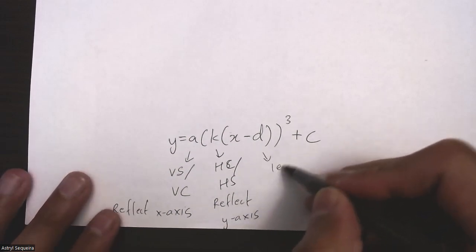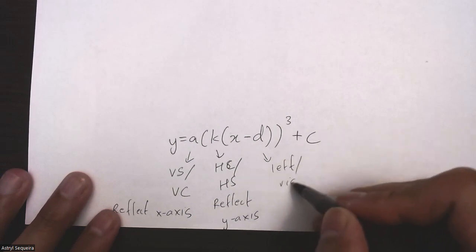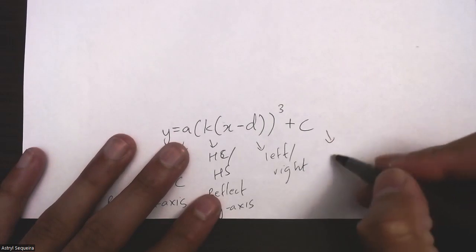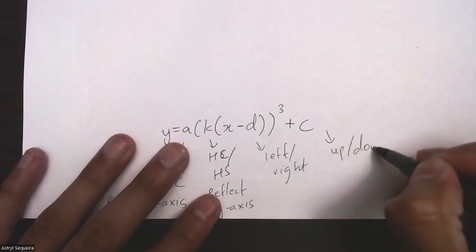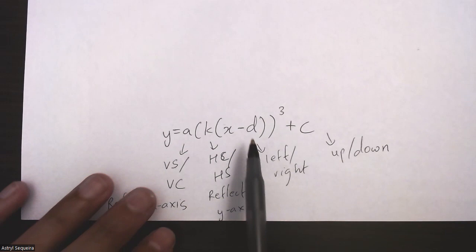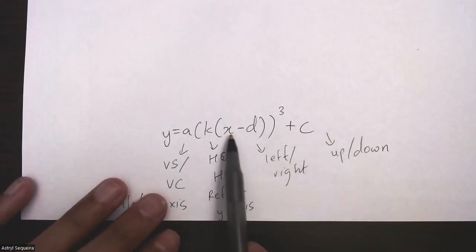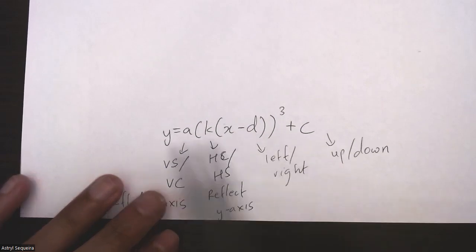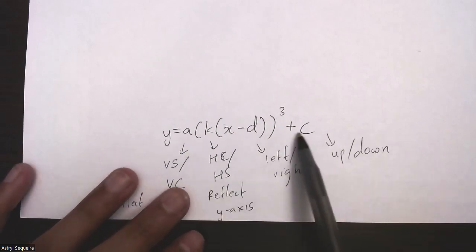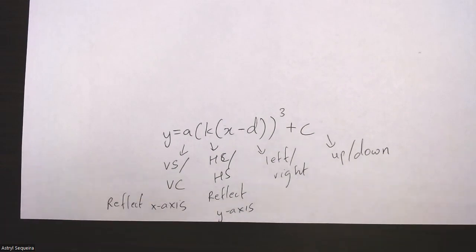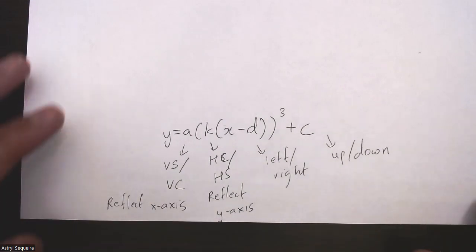D is just left or right, horizontal translation. And C is just up or down, that's a vertical translation. If you have a negative D value, that's going to be moving to the right. If you have a plus D value, you're moving towards the left. If you have a positive C value, you're going up. If you have a negative C value, you're going down.